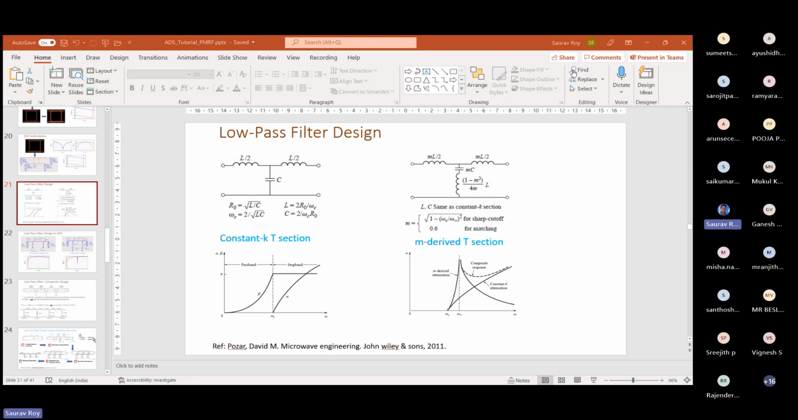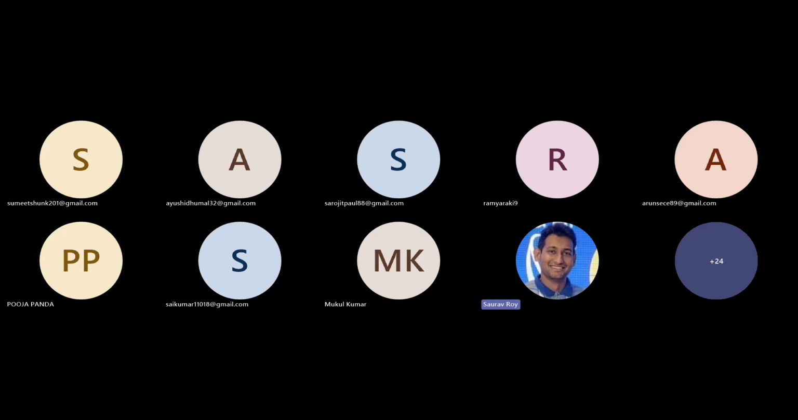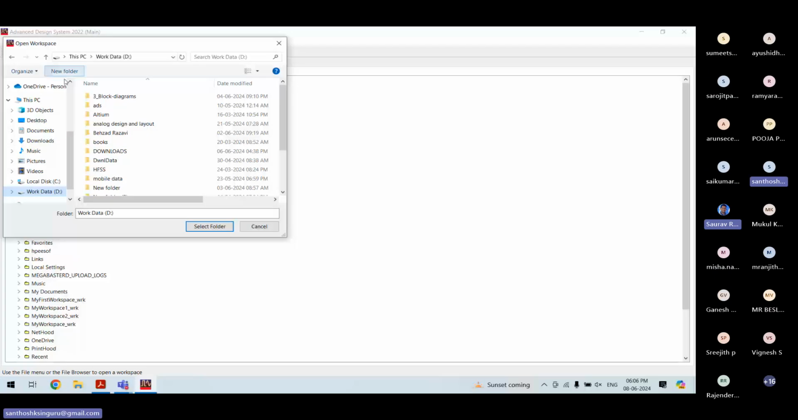Can you try presenting? Is that option not here? Where can I find that option? On the top right, you will have the Share option. Share screen, window or screen, anything is fine. Yeah, screen. Yeah, I can see.